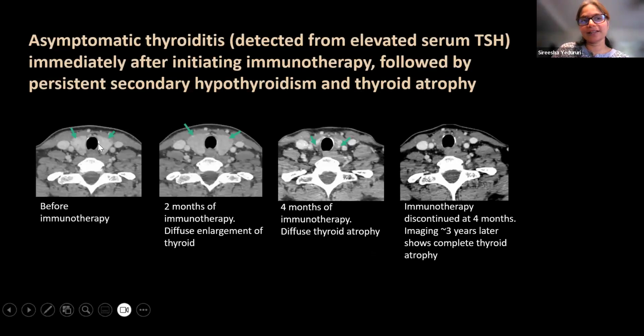But in the thyroid, you can see very appreciable volume loss. This is before immunotherapy, this is the thyroid gland. At around 2 months, patients can present with pain or increased TSH, the thyroiditis findings. So at 2 months of immunotherapy, the patient has diffuse enlargement of the thyroid, and then the thyroid atrophies. After 3 years, we cannot see any thyroid left. There's maybe a tiny sliver here.